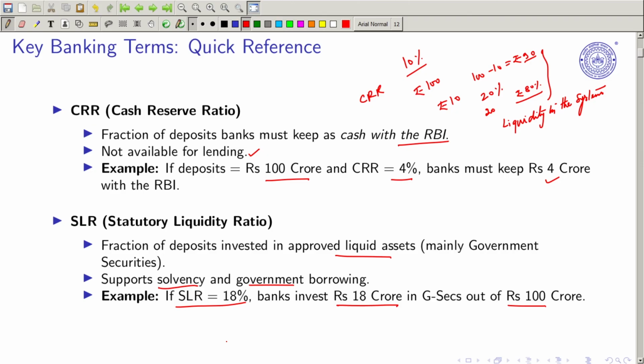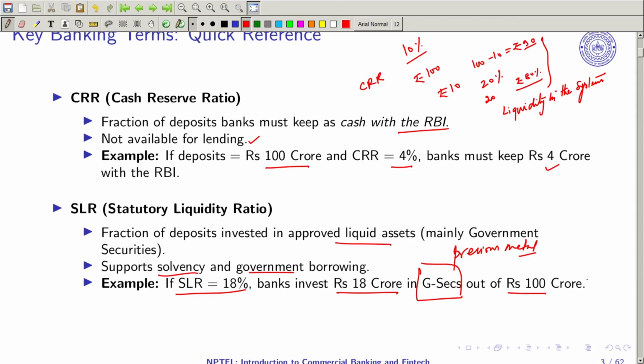SLR is normally 3 to 4 times what we have for the CRR. But the good thing about this is that you have allowable securities. You can also keep precious metals like gold, and some portion can also be in the form of cash, but the majority, more than 80% or 90%, consists of government securities and even state development loans, the state government bonds. So this is also one of the important things.